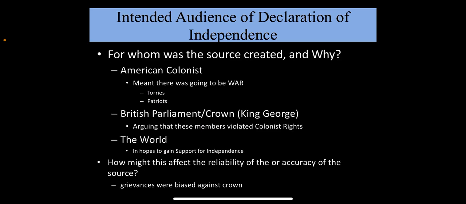Intended audience. So the intended audience of the Declaration of Independence. For whom was this source created and why? Well, it was created for American colonists, because there was going to be war. So that's why it was a declaration of war. It was meant to show Tories or loyalists that they were not going to win in the efforts against the new Continental Congress. And it showed patriots that they were going to be now backed by a centralized authority.